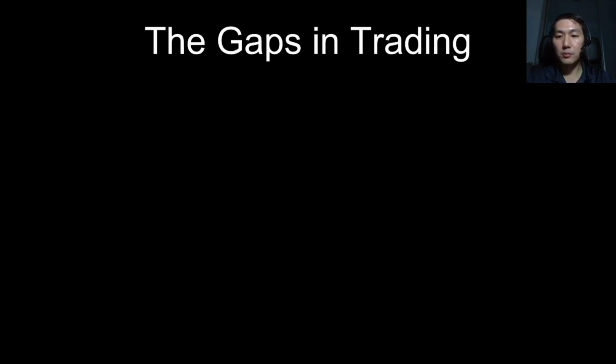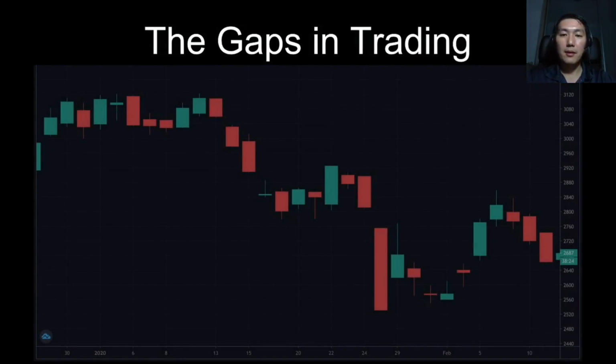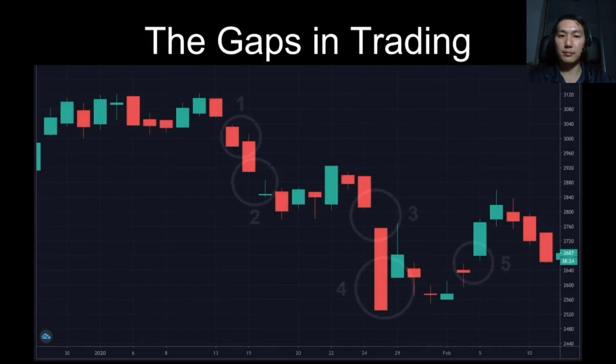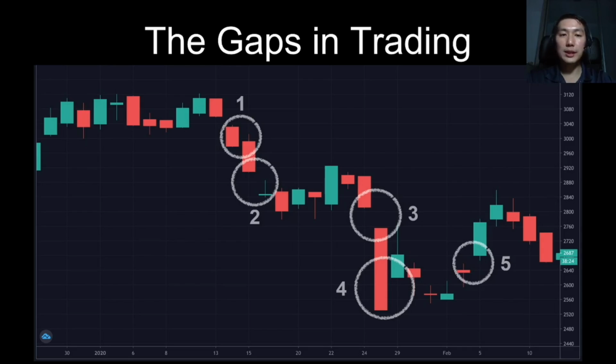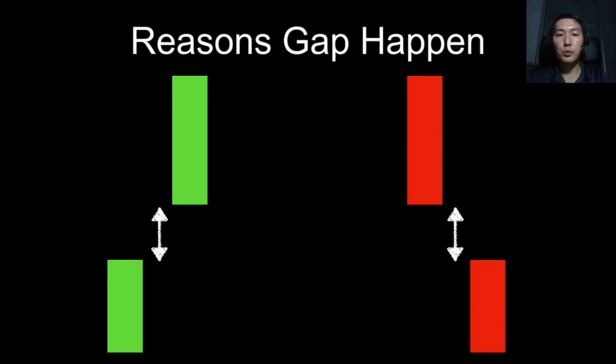Got it? So here is a chart. You may be able to identify several notable gaps. For example, in circle 2, 3, and circle 5, these are easily detected gaps because these gaps are very obvious to see. How about circle number 1 and circle number 4? So these are gaps as well, because there is a difference between the previous day closing price and the following day's opening price.